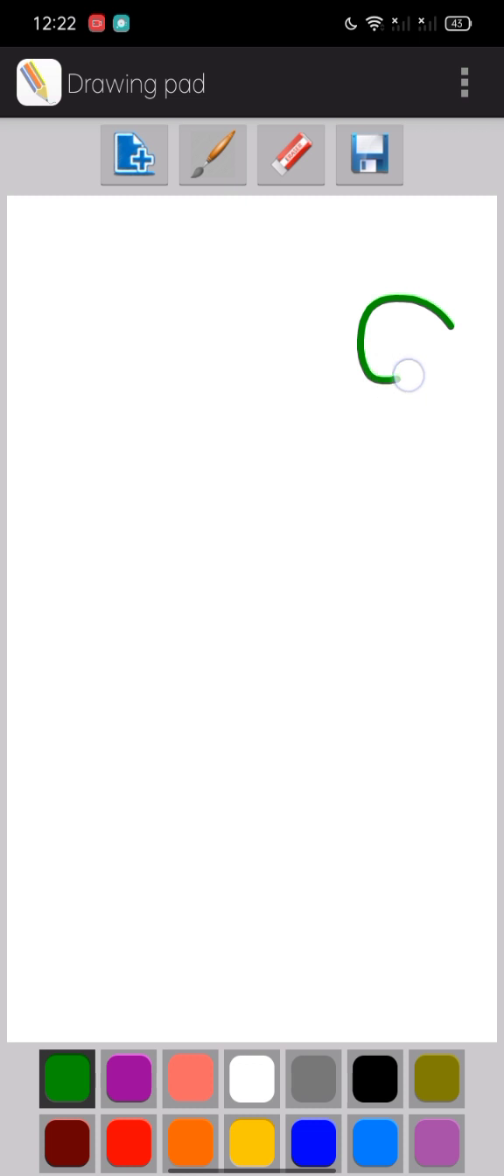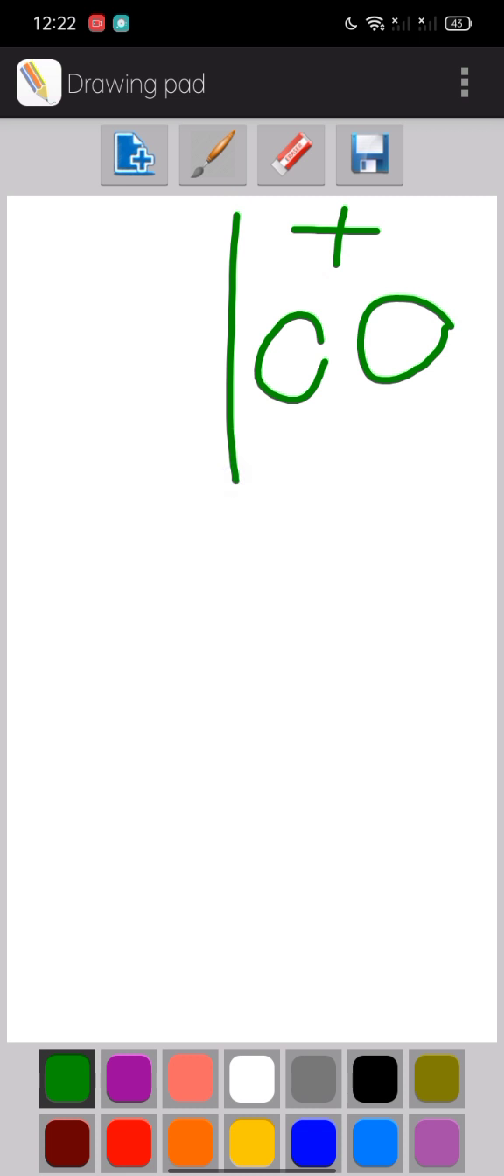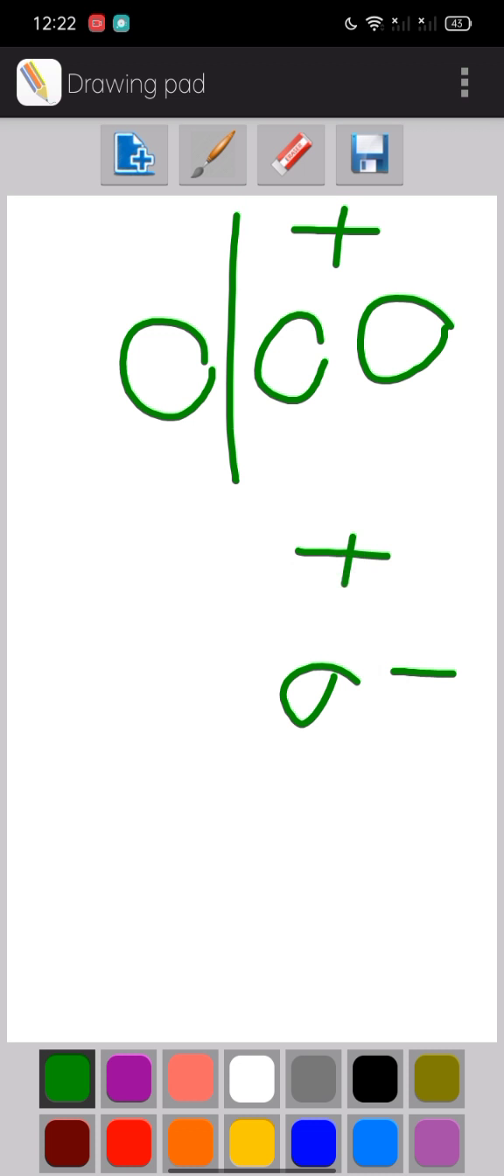And let's start with the basics. What's 0 plus 0? 0 plus 0 is 0. Now, what about 1 plus 0? How can we add these two binary numbers? 1 plus 0 is 1.